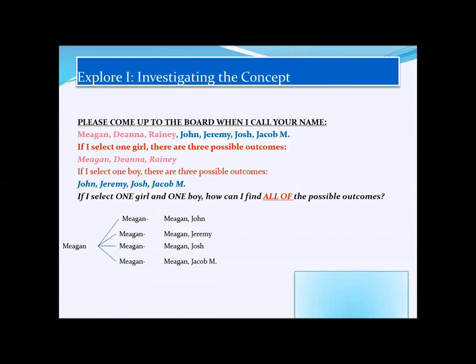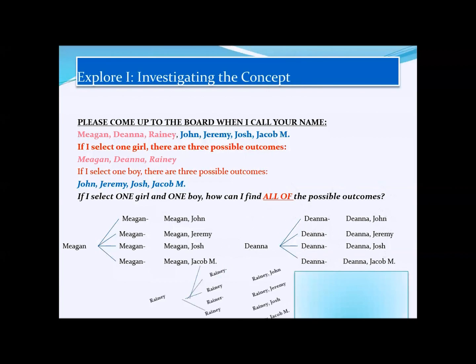I'm going to use a diagram. So I'm going to select one girl. I'm going to select Megan first. So the possibilities are Megan and John, Megan and Jeremy, Megan and Josh, Megan and Jacob. How about with Deanna? Deanna and John, Deanna and Jeremy, Deanna and Josh, Deanna and Jacob.